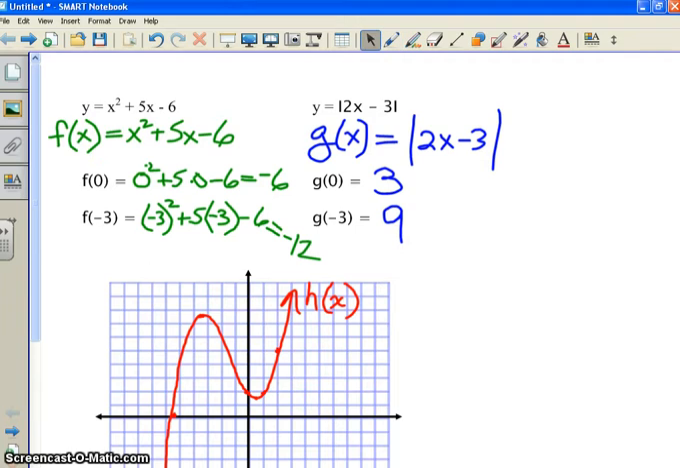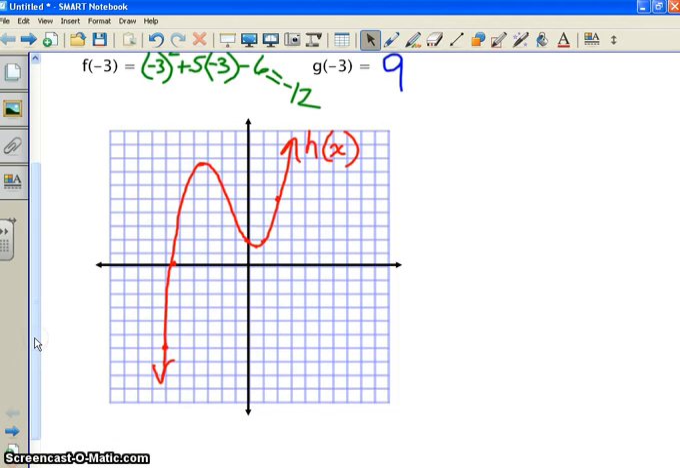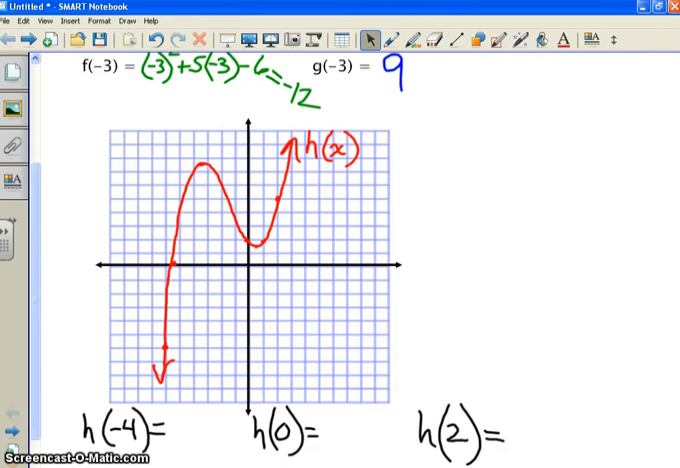Lastly, I've provided us a function here. I've called this h of x on the graph, a little cubic function. And we want to figure out from this graph different outputs for these various inputs. So if I want h of negative 4, the negative 4 is my x value. So when I go to negative 4 along the x-axis, the y value that's coming out of this function is 1, 2, 3, 4, 5, 6, 7. So negative 4 comma 7 is a point that is on my function, on my graph.